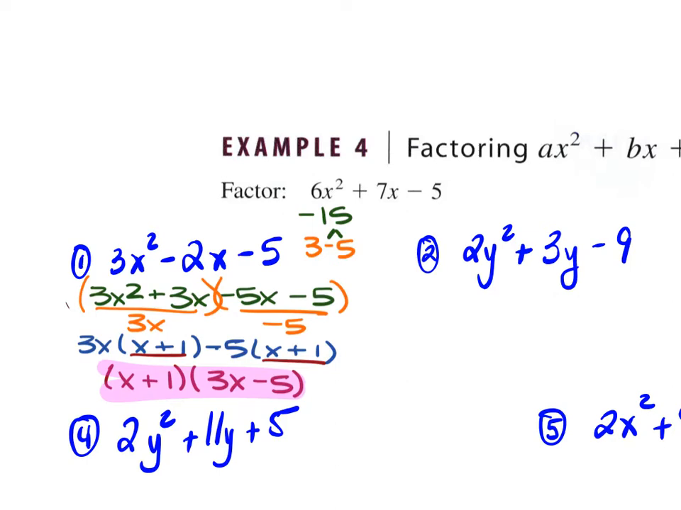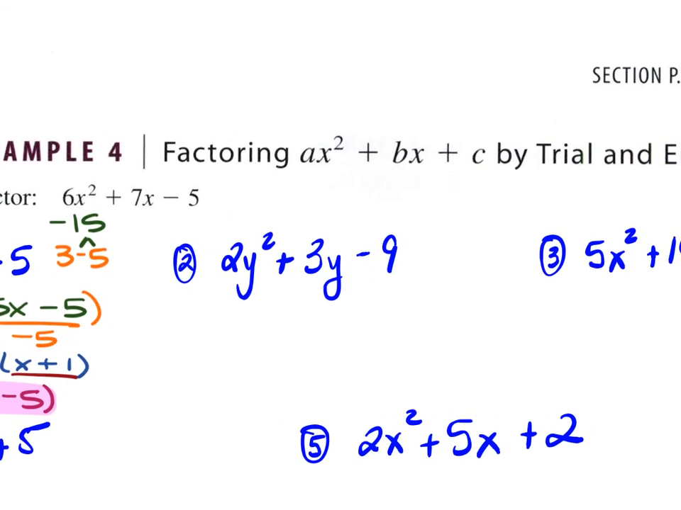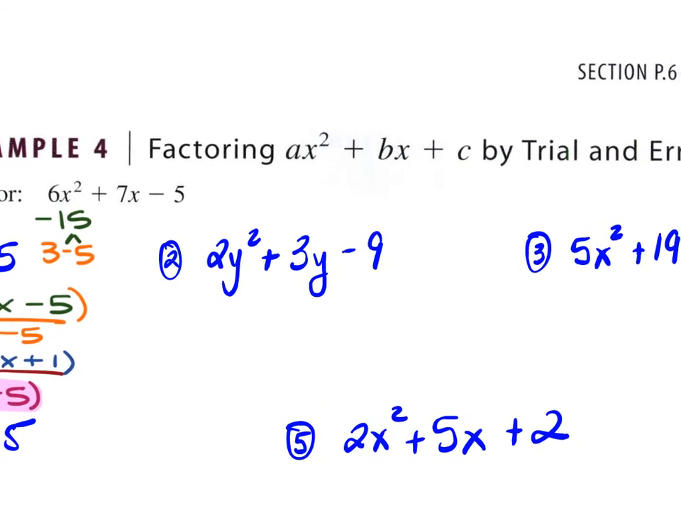For example 2, we're given 2y squared plus 3y minus 9. So 2 times negative 9 is negative 18. The factors of negative 18 that add up to be a positive 3 are going to be 3 and 6. So the 3 is going to be negative, the 6 will be positive. So this is 2y squared minus 3y plus 6y minus 9.